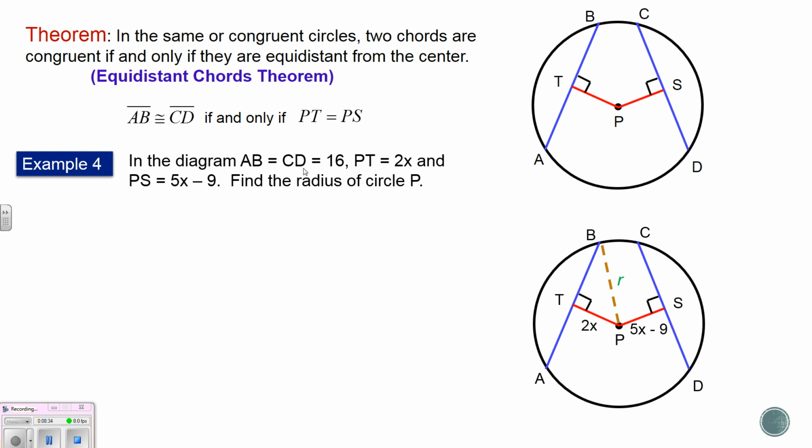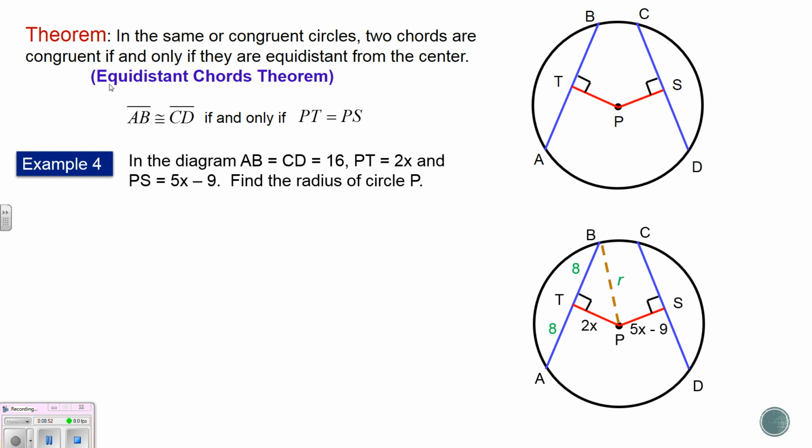But they told us that these chords are 16. And because this is perpendicular to the chord, I know it bisects it. So each of these are going to be 8. So now I have 8 and R. All I have to do is figure out what this length is, and I can solve for R.